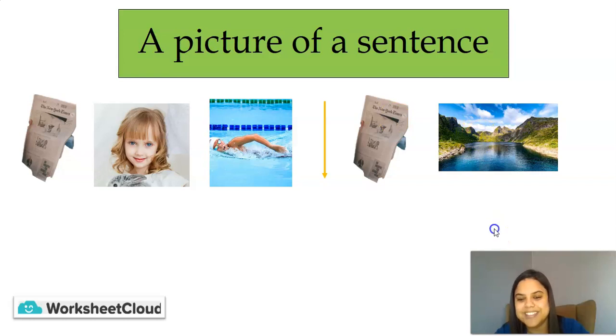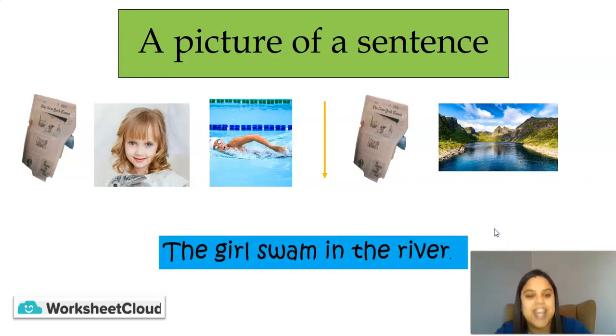Let's see if we're right. The girl swam in the river. Very good, grade 4. I think what's important that we have to put in when we play these games is the tense of the sentence. So the girl swam in the river. Hopefully we're going to play a game like this tomorrow as well, so that you can see that we can actually use pictures to represent a sentence.